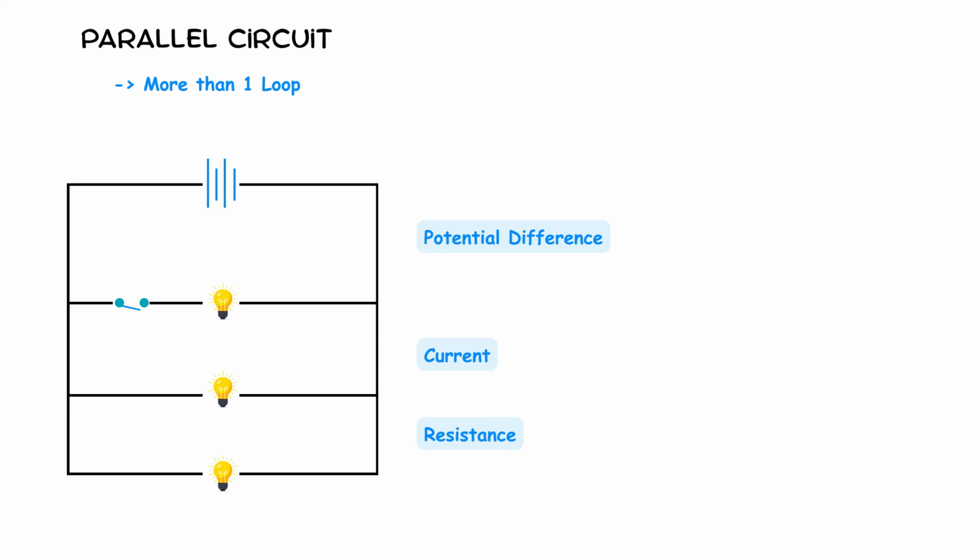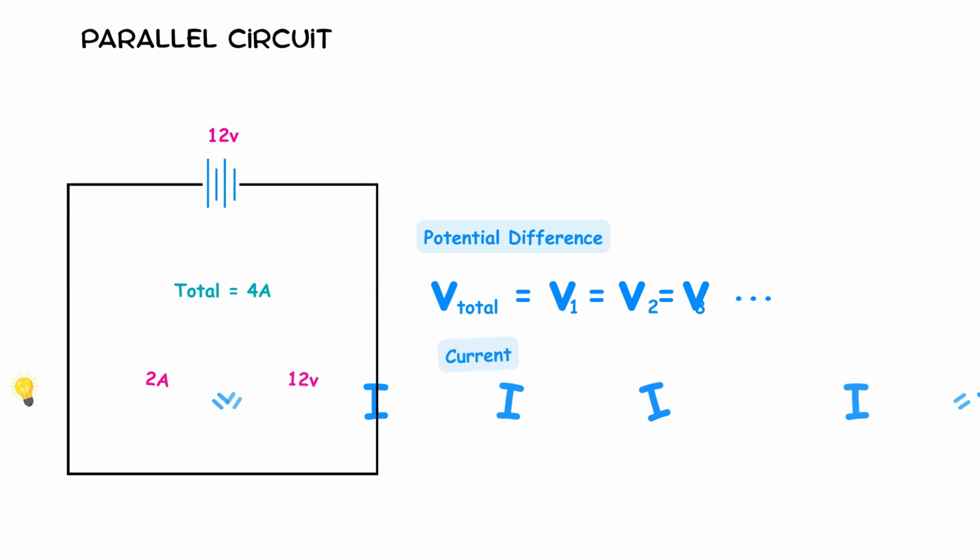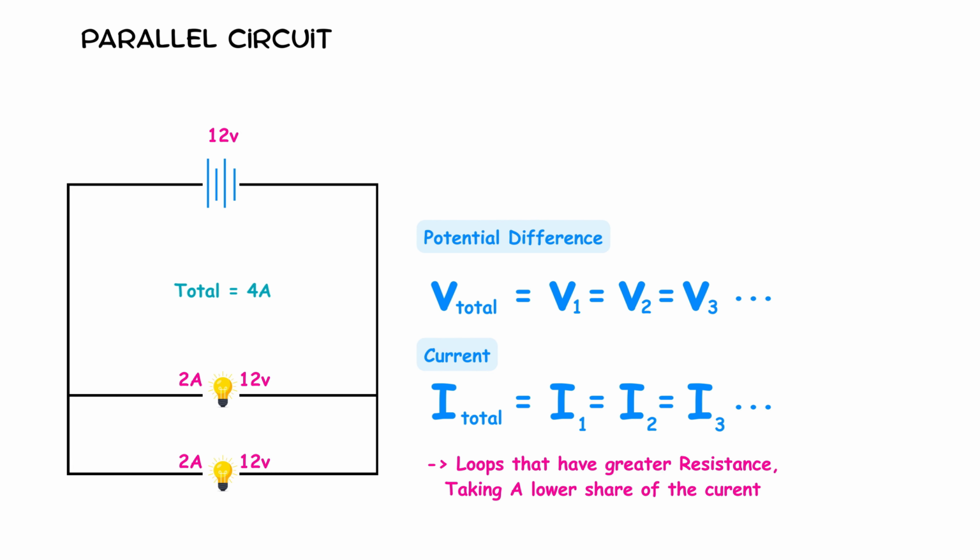Now, the first key thing to understand about true parallel circuits, meaning those where each loop has just one component, is that every component receives the full source potential difference. So, if we're using a 12-volt battery, then every single component in each loop will have 12 volts across it.